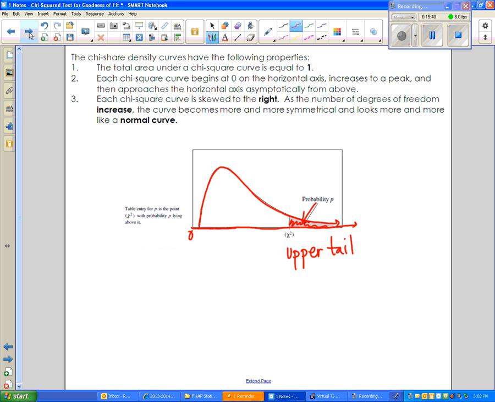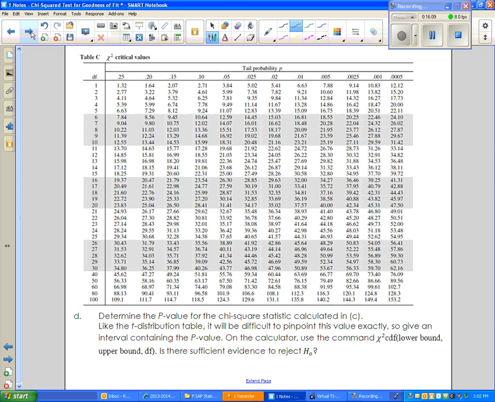All right, so a couple other properties. Just like with any density curve, the area underneath the curve has to equal 1. Each chi-squared curve begins at 0 on the horizontal axis, increases to a peak, and then approaches the horizontal axis asymptotically, which basically just means it never touches or crosses the axis. None of the density curves do. Each chi-squared curve is going to be skewed to the right. As the number of degrees of freedom increases, the curve becomes more and more symmetrical and looks more and more like a normal curve.